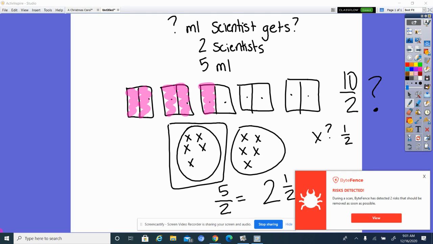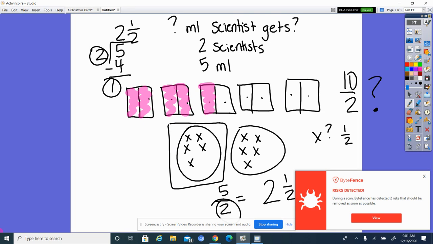5 divided by 2, right? So 2 times what gives me a number close to 5? 2. 2 times 2 is? 4. Subtract 1. My remainder, thank you, becomes my numerator, and my denominator is my divisor.